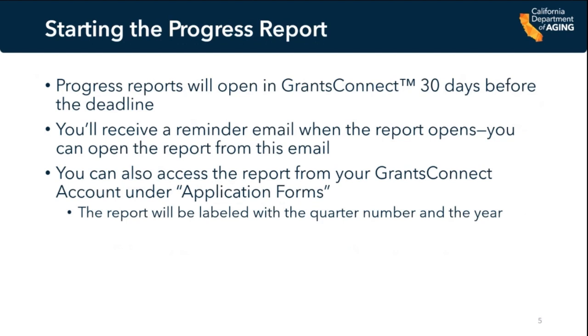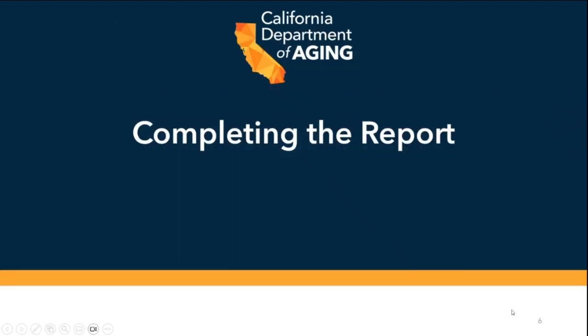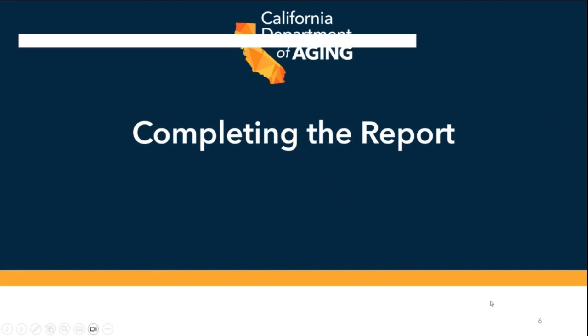So progress reports, as we said, you will submit them in Grants Connect, the online platform, and they will open 30 days before the deadline. As I mentioned earlier, you will receive a reminder email when the report opens, and you can open the report from that email if you want to just use the link in there. You can also access the report from your Grants Connect account under application forms, and the report will be labeled with the quarter number and the year for that particular report. So with that said, let's now turn to the report itself and we can walk through it together.